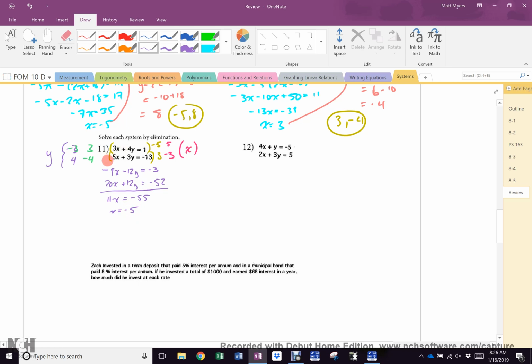And then that x can go anywhere I like. I'm going to put it there. 15 plus 4y equals 1. 4y equals negative 15. 4y equals 16, y equals 4. And your final answer is negative 5, 4.